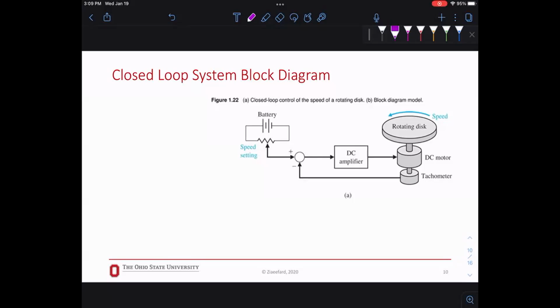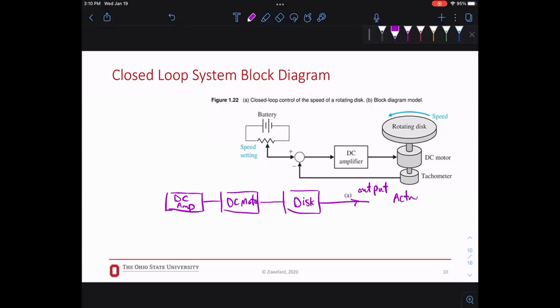So if you remember from last time, we had the DC amplifier. Then we have our DC motor. We have our disk. Then there was an output, right? Which here is actual speed. Then our input was speed setting through a voltage source, right?